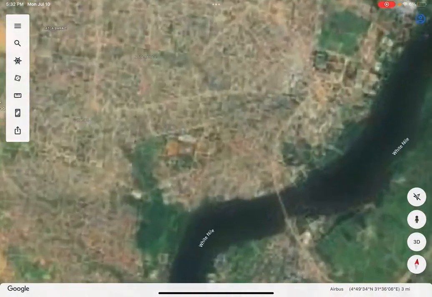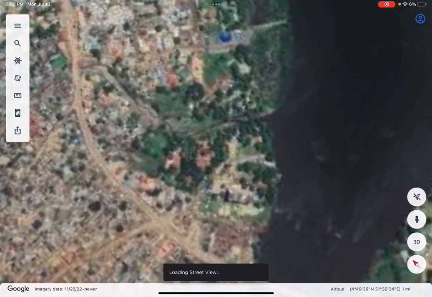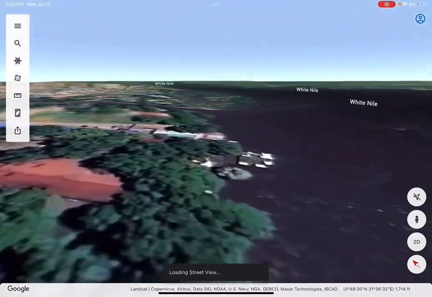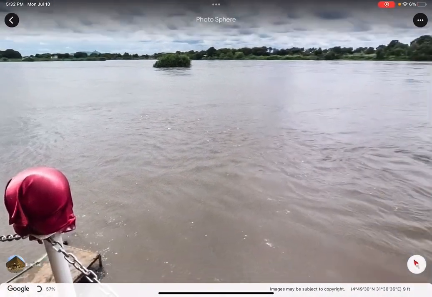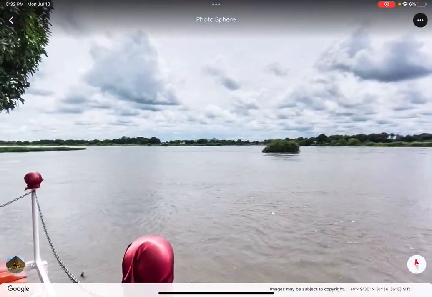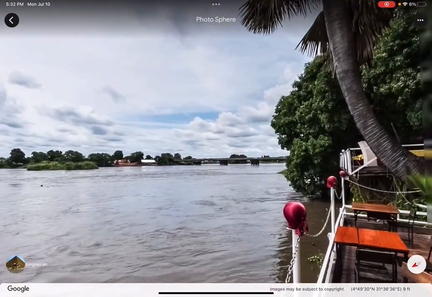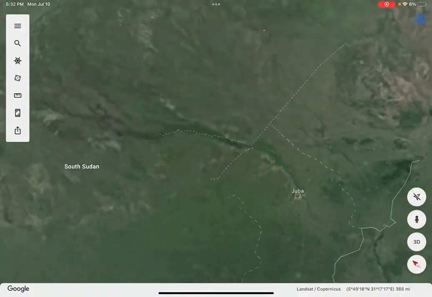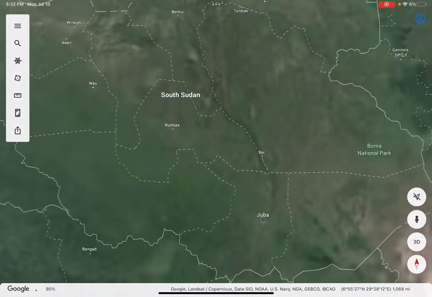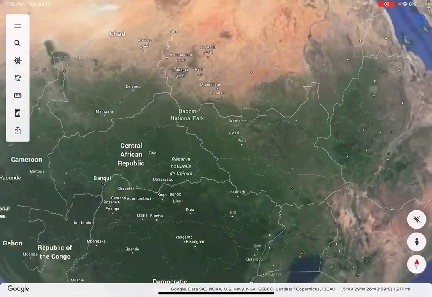Juba sits right on the White Nile River, and we can actually take a look. The White Nile River is pretty big in South Sudan. Over down there, that's the river flowing to Sudan. Over down there, that's the river flowing back to Uganda. So if we went this way, we would be going to Uganda, but we're in South Sudan. South Sudan is a cool country. The shape is kind of wacky, but it's cool.